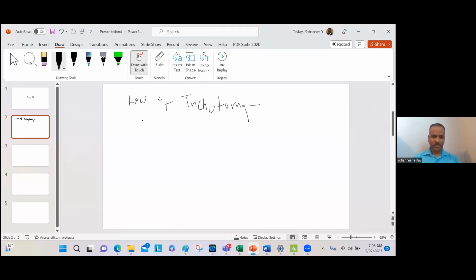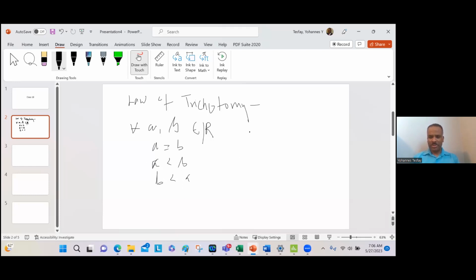ይህንን ታውቁታላችሁ? Like for all real numbers a and b, elements of the real numbers, one of these holds: either a equals b, or a is less than b, or b is less than a, just like that. This holds one of the three. Okay.